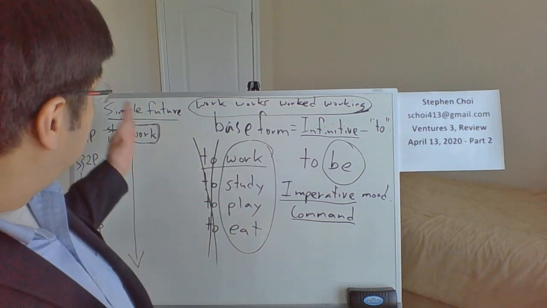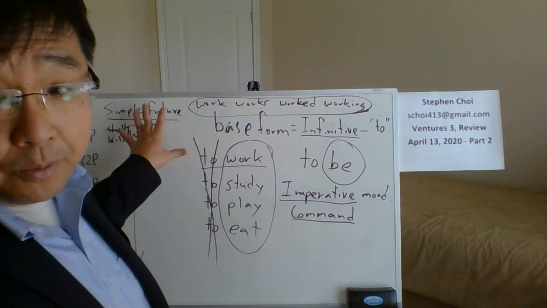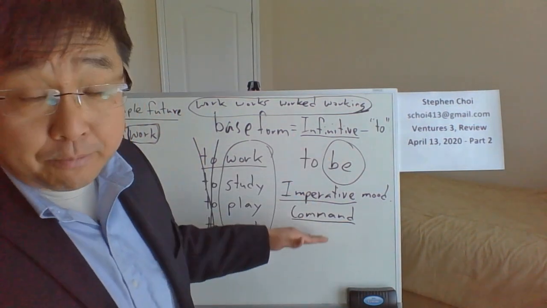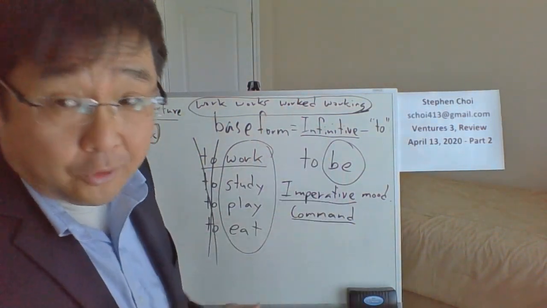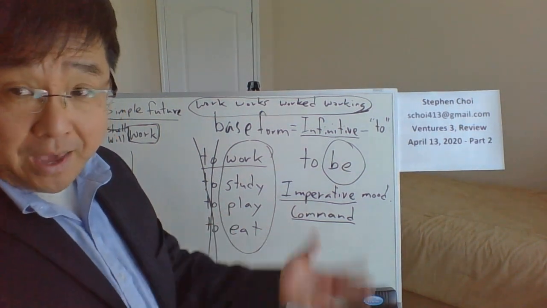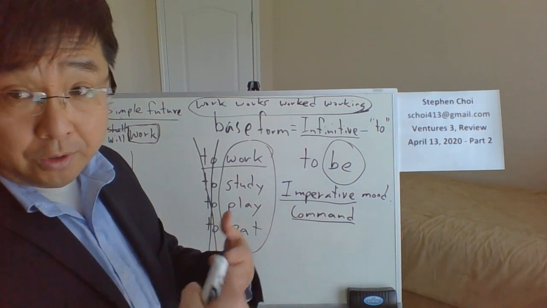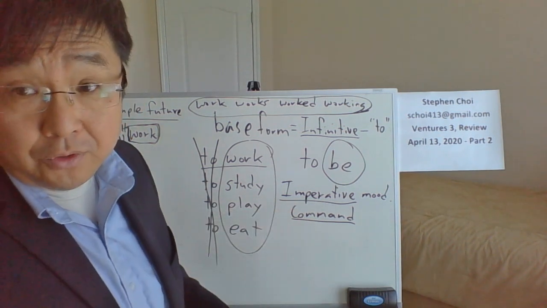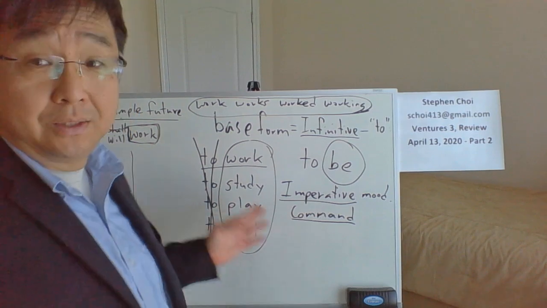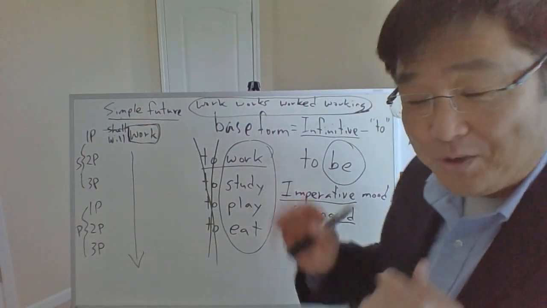So for future, you just put will plus the base form. That's the future form, and for imperative mood, you just use the base form. That's it. When you want to make a command, when you want to order someone or something, you just use the base form, and we're done. The future tense is done.